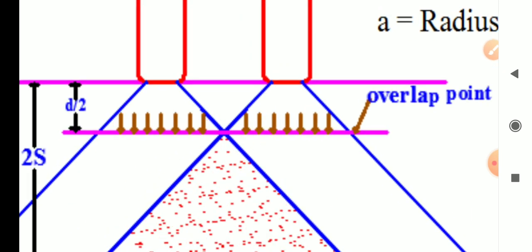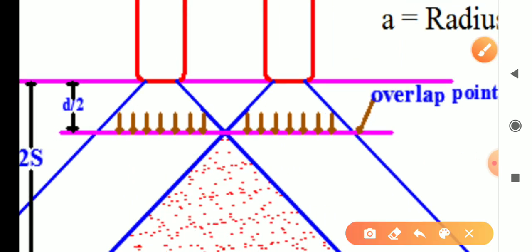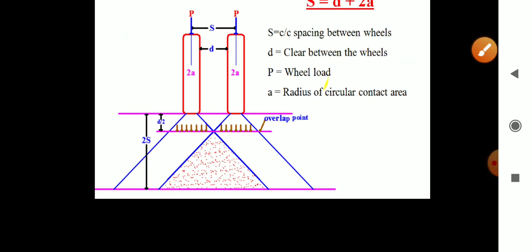Stresses overlapping means, see, this is the overlap point, d by 2 comma p. So that is one case. Another one is 2s comma 2p.